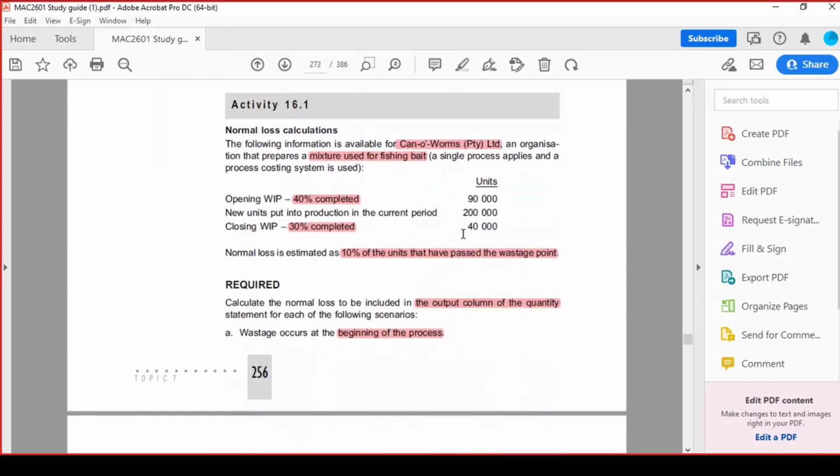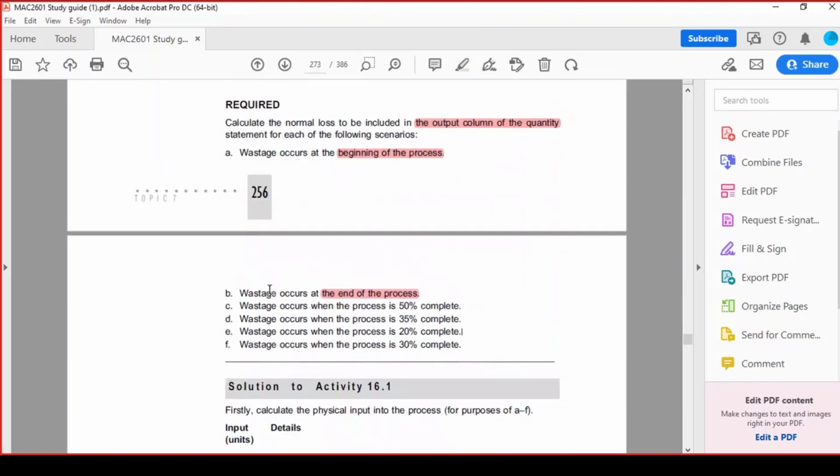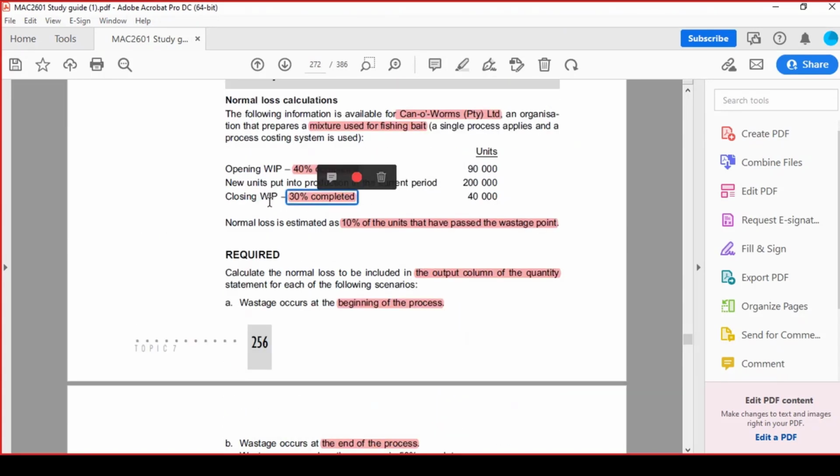Cool. And then if the closing WIP is 30%, and the wastage point is on 35%, will you deduct or not? I need you guys to get familiar with this. I'm asking. Yeah, you still won't deduct it because 35% is less than the 40% of your work. The closing WIP is 30. Yeah, it's 30, sorry. Yes, so we're working on the closing WIP.